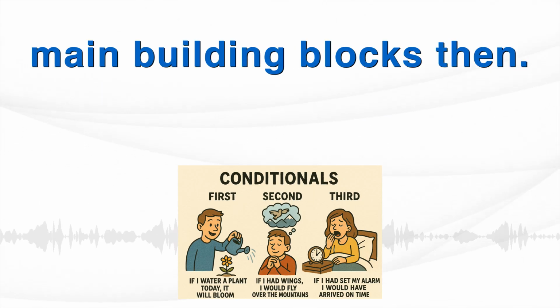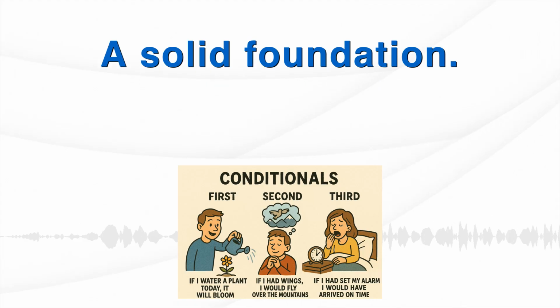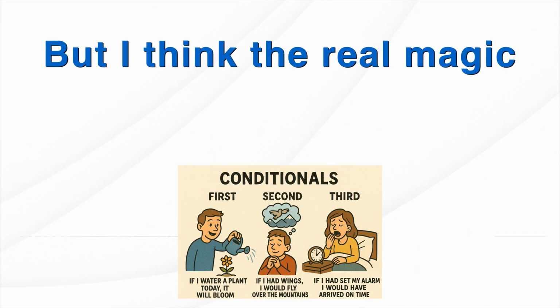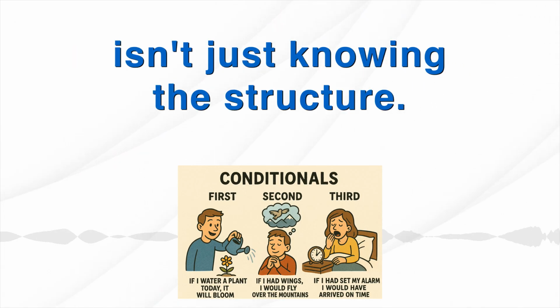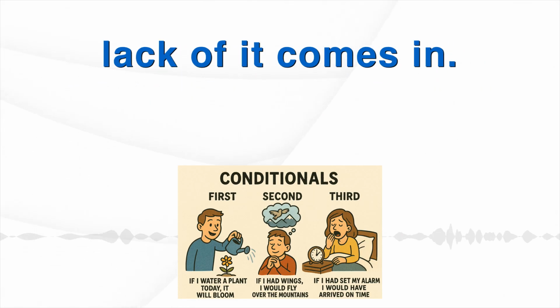Okay, so let's start with the main building blocks then. The 5 core types. Sounds good. A solid foundation. We'll go through them one by one with clear examples, but I think the real magic isn't just knowing the structure. No, it's more than that. It's understanding where that certainty or lack of it comes in.